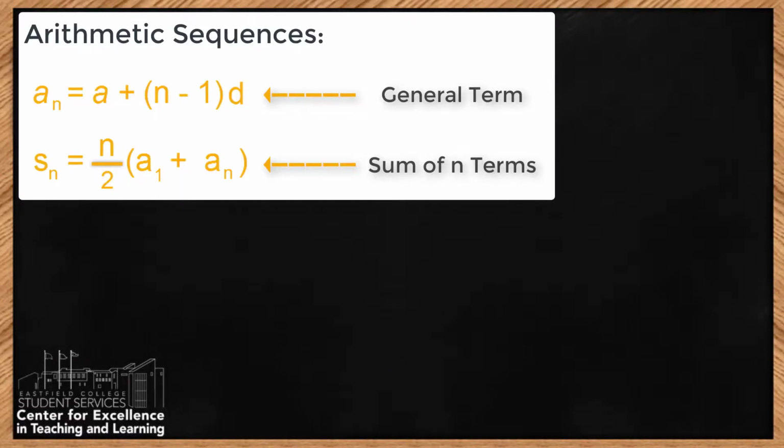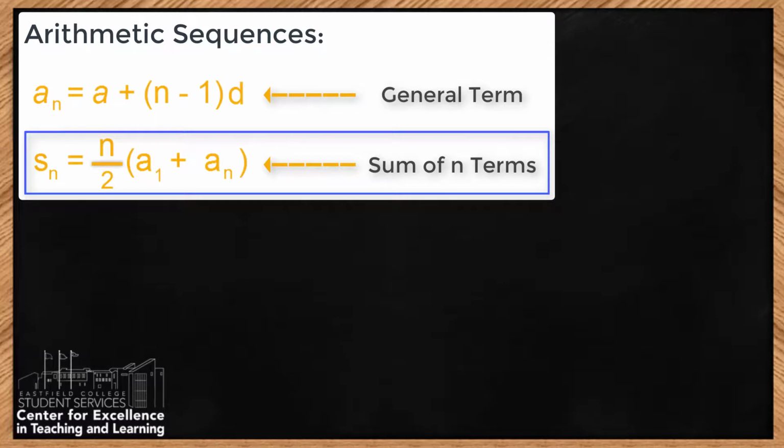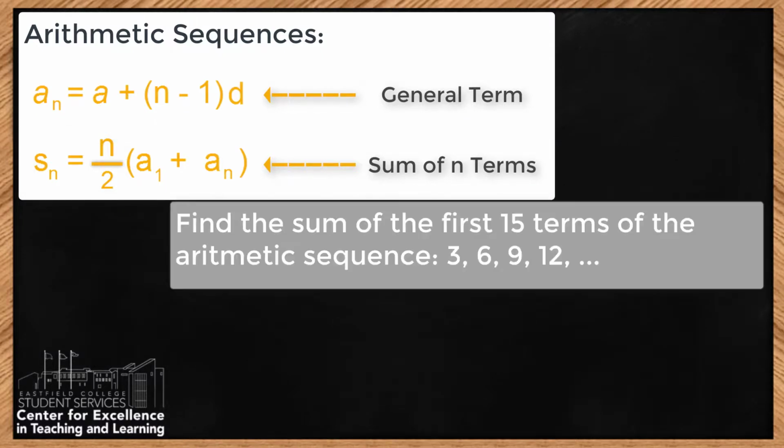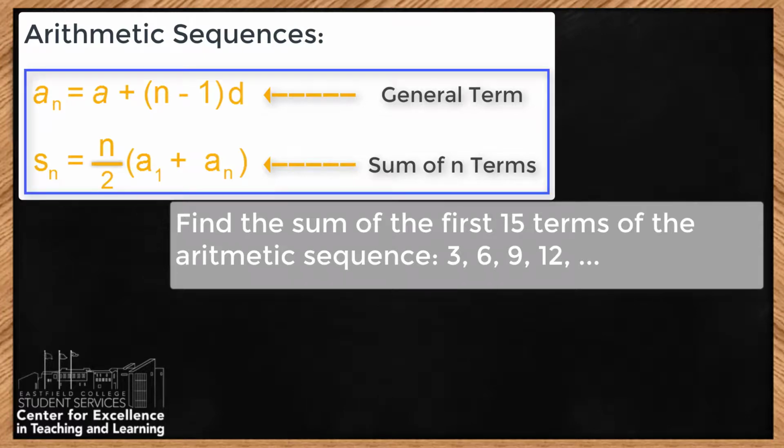We'll be working on using the formula for the sum of the first n terms of an arithmetic sequence. So our problem is to find the sum of the first 15 terms of the arithmetic sequence whose first 4 terms are 3, 6, 9, and 12. We'll need to use both the general term formula for arithmetic sequences and the sum of the n terms formula.